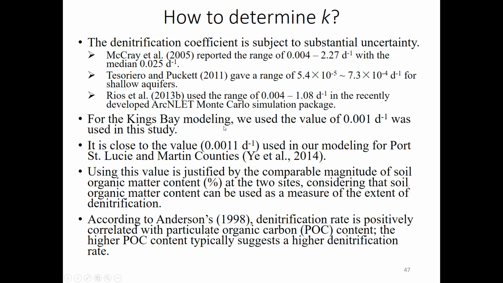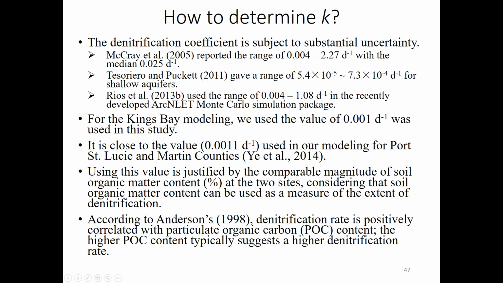So for Kings Bay modeling, we use a value of 0.001, which actually falls into this range, smaller than the minimum value given by McRae. And the reason is that we did a calibration for Port St. Lucie and Martin County. We got a value of 0.0011, and we considered the two sites, the Kings Bay area and the Port St. Lucie area. We found there's some similarity, and then we use a similar value here.